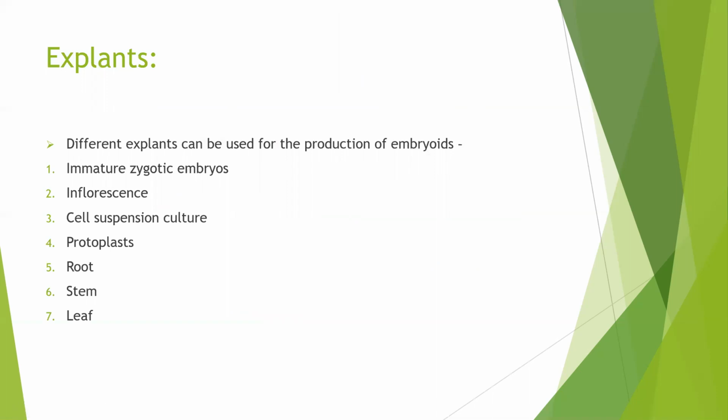Not every explant can be used for the formation of somatic embryogenesis. Scientists have given a list of tissues from which we can form somatic embryos. We can use immature or mature zygotic embryos, inflorescence of flowers, cells in cell suspension culture or single cells, protoplasts, and root, stem, or leaf as explant for the formation of somatic embryos.